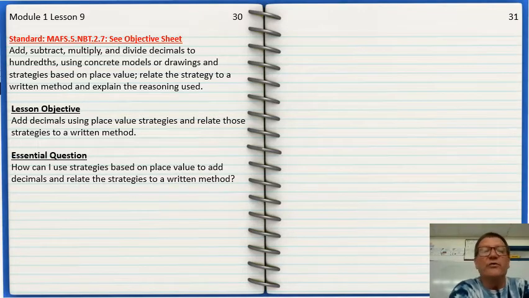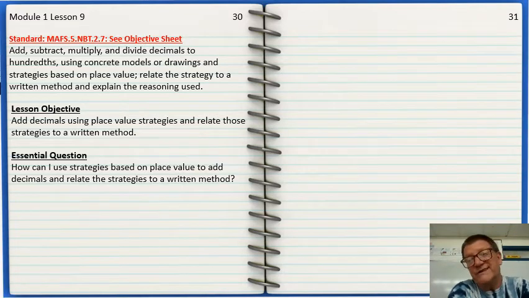If you don't do that, then you'll have to write out, add, subtract, multiply, and divide decimals to the hundredths using concrete models and drawings, and strategies based on place value, relate to the strategy to a written method, and explain the reasoning used. It's a lot easier just to write down the MAFS 5 MBT 27, see objective sheet. I would do that. Now the lesson objective.